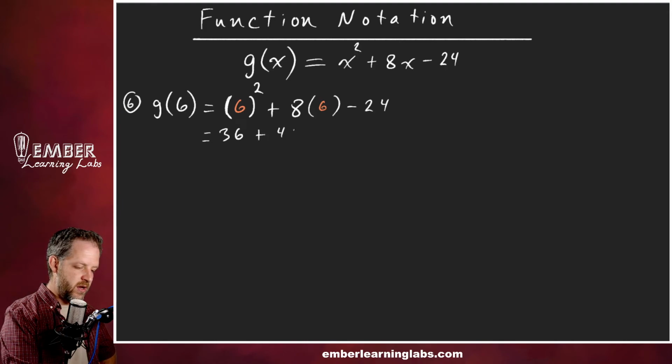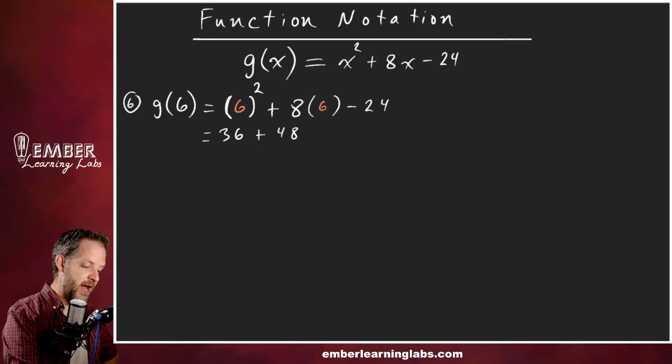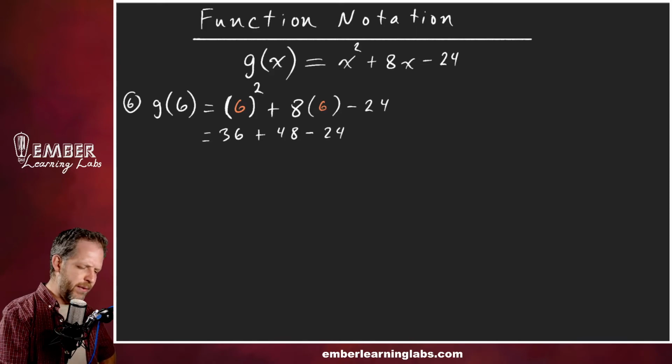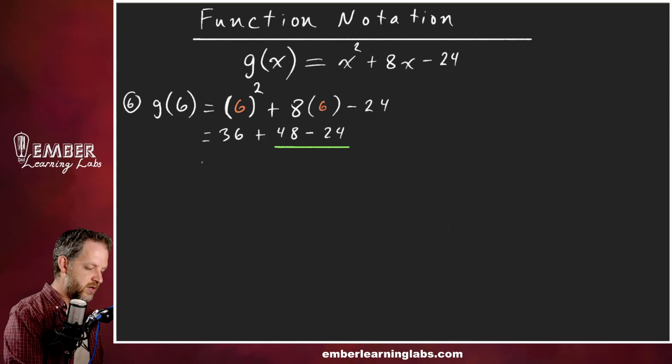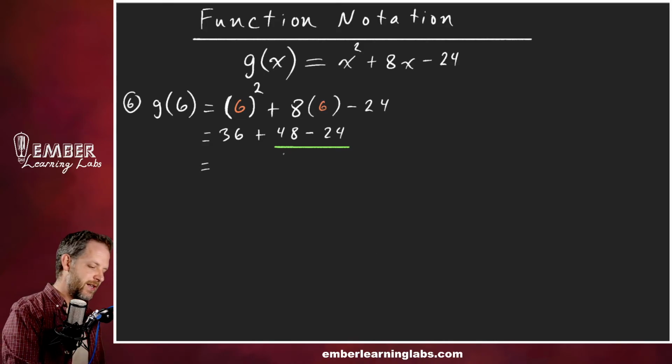Plus 42. No, 42. It's not 42. That's a lie. How about 48? Minus 24. Now we're going to keep on walking. Because addition and subtraction is commutative, I am going to do this first because it's going to make the numbers smaller.